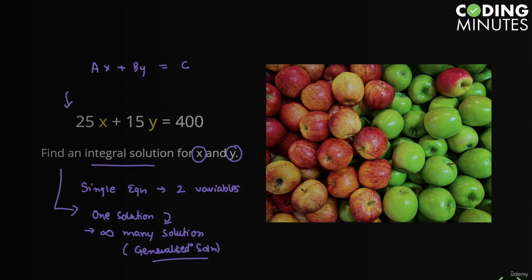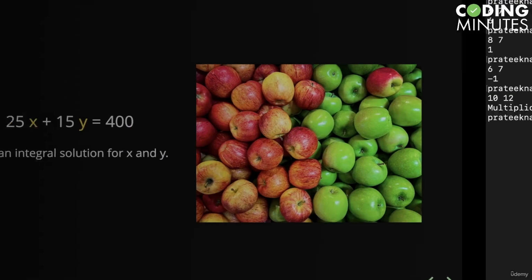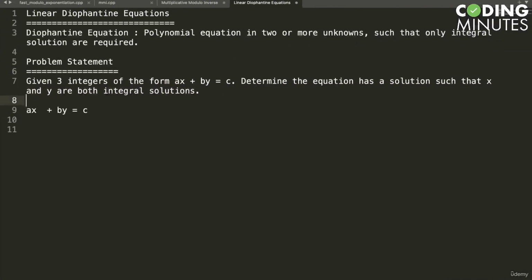So the question is, we need to find a solution for this equation. So let us see here. Firstly, what is a Diophantine equation? A Diophantine equation is a polynomial equation in two or more unknowns such that only integral solutions are required. And what is the problem statement we are solving?